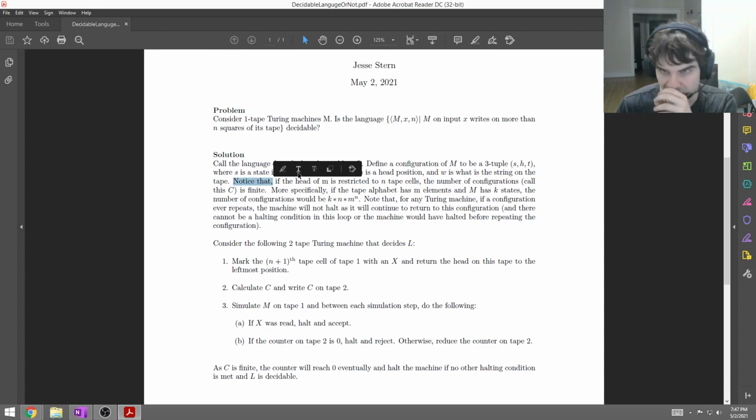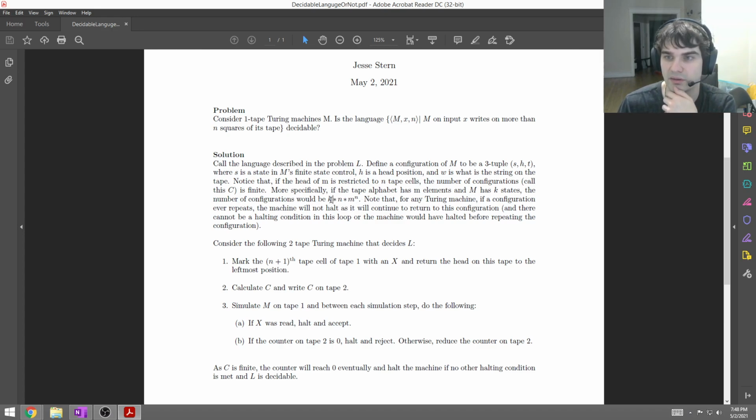Notice that if the head of M is restricted to n tape cells, the number of configurations, call this C, is finite. More specifically, if the tape alphabet has m elements (in binary, the input alphabet would have 0 and 1, and the tape alphabet would have 0, 1, and blank, so let m be 3), and M has k states, where m and k are finite, the number of configurations would be k times n times m to the n.